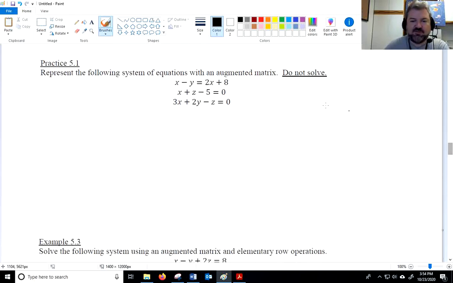All right. Would you represent this following system as an augmented matrix, but do not solve? Notice you're going to have to do a little bit of maneuvering around. Okay, just wanted to go over that. All right. Pause the video.